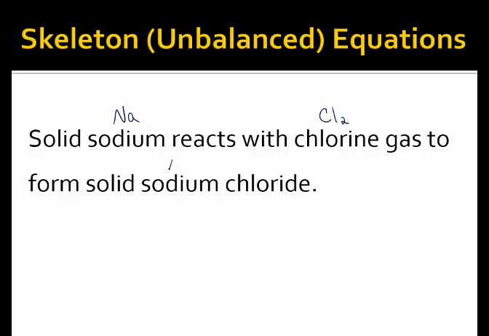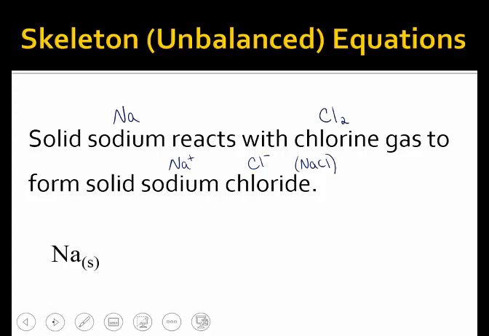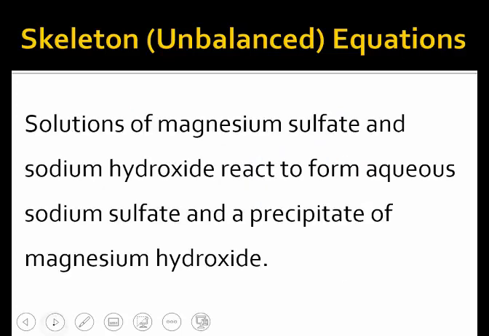Now, here's where I have to make sure that my charges are balanced, because sodium chloride is a metal and a nonmetal, which means it's an ionic compound. This one happens to be a +1 and -1. So my formula for that is simply NaCl. That will give me a balanced formula. So what does this look like in a chemical equation? I have solid sodium reacting with chlorine gas to form solid sodium chloride. Let's take a look at one last one.